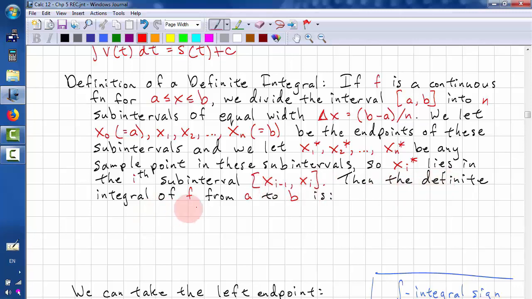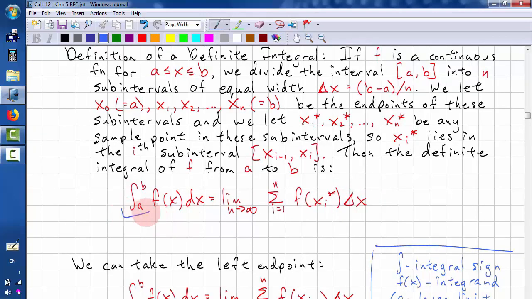Then the definite integral from a to b is integral from a to b f of x dx equals limit n goes to infinity, the summation of i equals 1 to n, f of xi star times delta x.